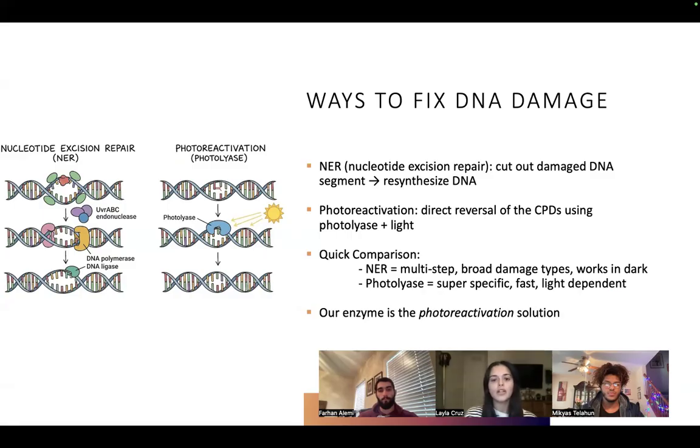For a quick comparison and understanding, NER is multi-step, covers broad damage types, and works in the dark. Photoreactivation is super specific, fast, and light dependent. We chose to focus on the photoreactivation solution because we're curious as to how it only needs one enzyme and a little bit of light to fix the DNA.